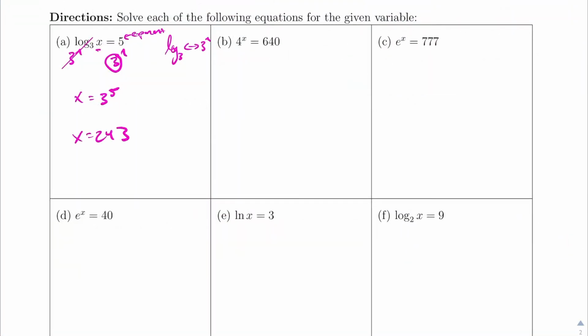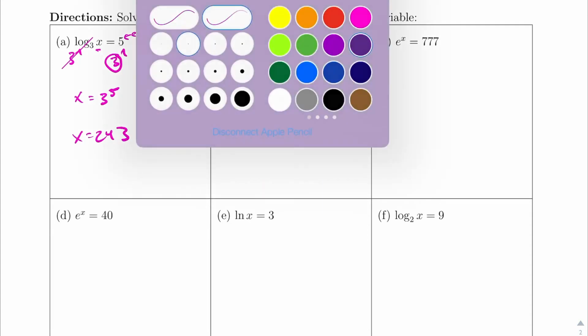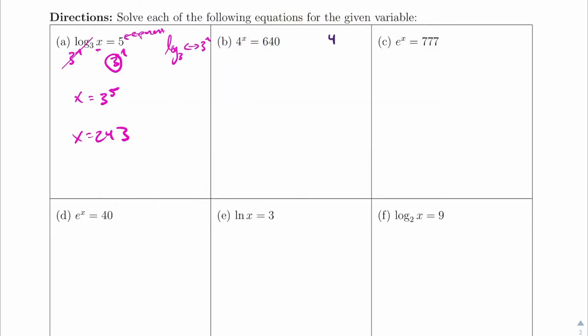For this one, to get x by itself, we need to get rid of the base. So because bases and logs are opposites, we use log base 4 on both sides. Logs and bases cancel out, giving us x is equal to log base 4 of 640. And to put that in your calculator, you do log 640 divided by log of 4.